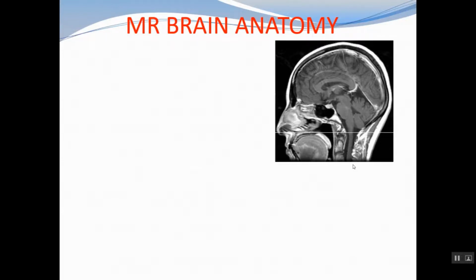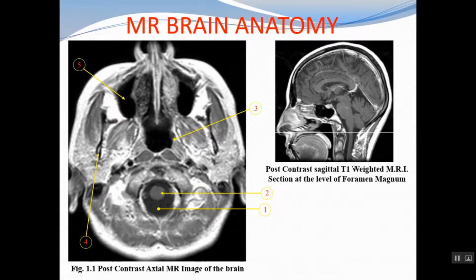And then the last one, you will see the MRI brain anatomy, cross-sectional anatomy. This is the level at the foramen magnum. Here we see these 5 structures. This is the spinal cord or cervical cord, and this is cisterna magna, and this is nasopharynx. This is maxillary sinus. This is the ramus of the mandible.